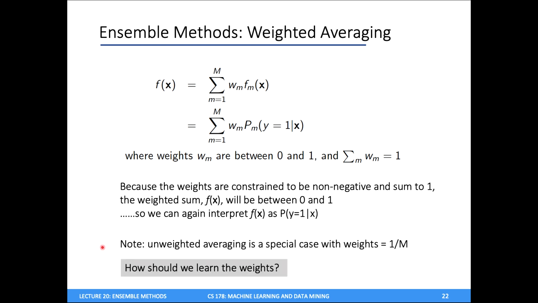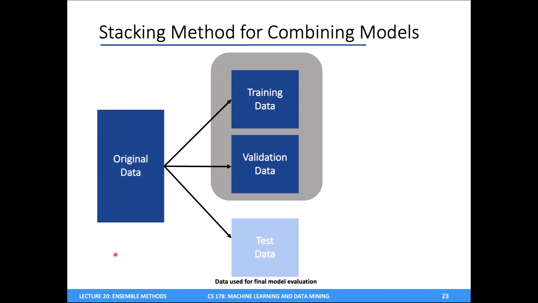But we've got a pretty big question here. How do we learn these weights? We don't want to pick them by hand, of course. Maybe you've got 1,000 models in your ensemble. How could you possibly choose these weights? So what we're going to do is something called stacking.